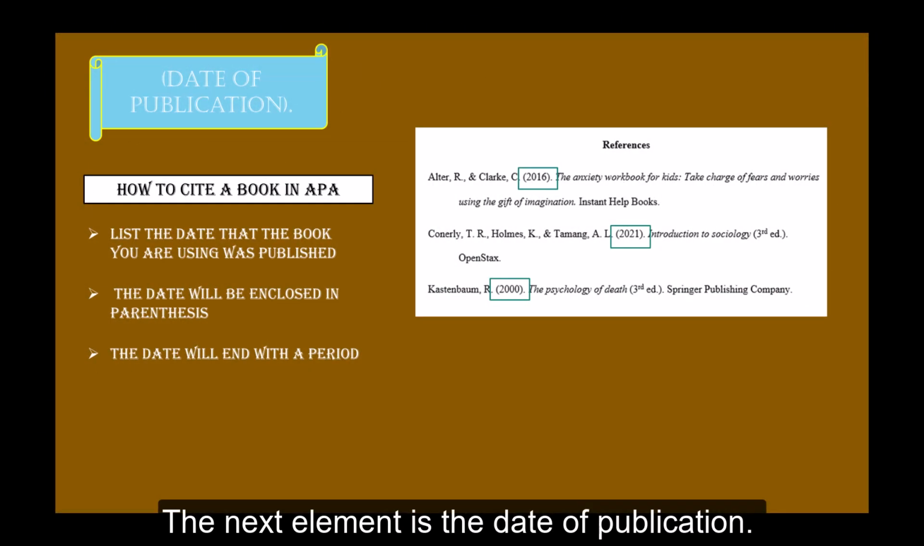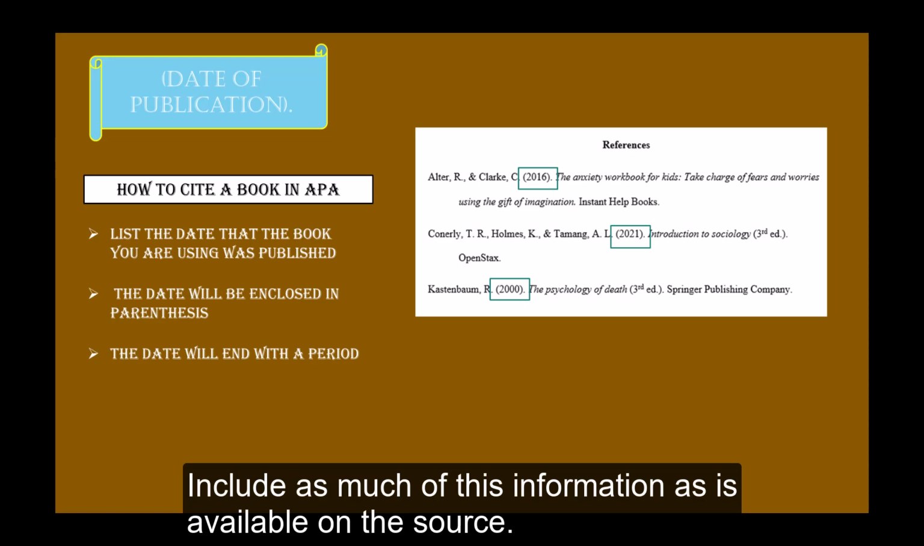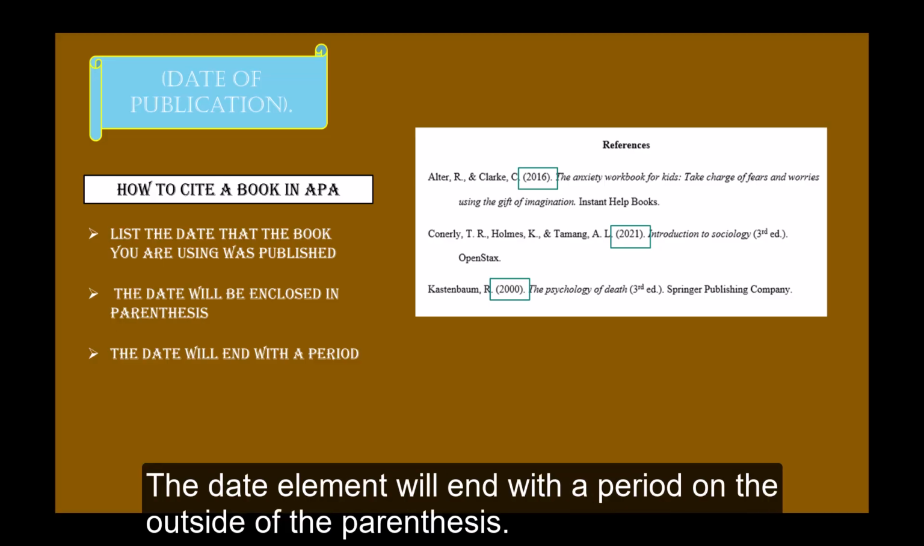The next element is the date of publication. The date element will be enclosed in parentheses and contain the year, the day, and the month. Include as much of this information as is available on the source. In the case of a book, use the most recent copyright date. This is usually just the year. The date element will end with a period on the outside of the parentheses.